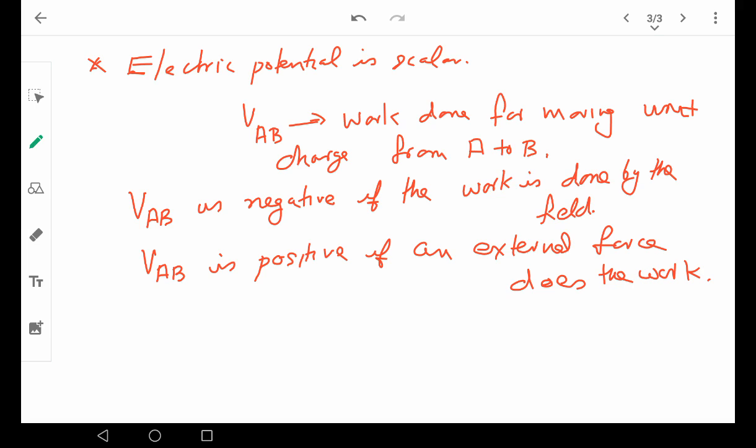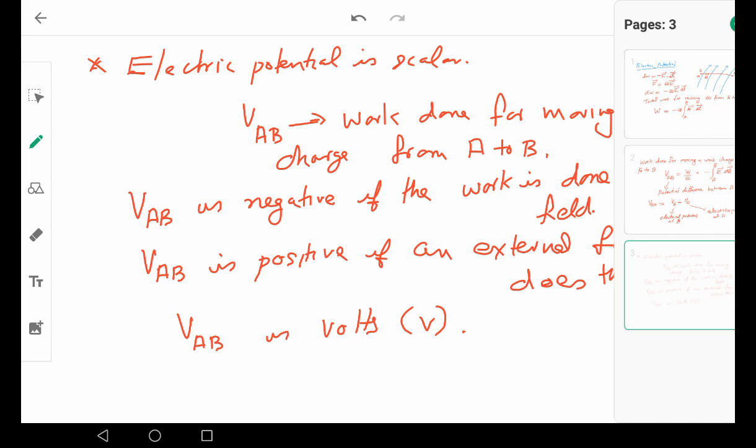So if a charge is moved by an external force, not by the electric field, in that case you can say that VAB is positive. Understand? And the unit of VAB is volts. That is the unit of VAB, that is volt. Right. Now we will see how to find out the expression for VAB.